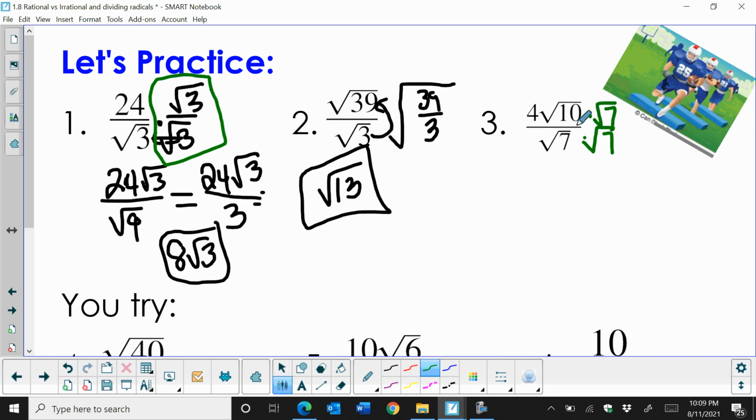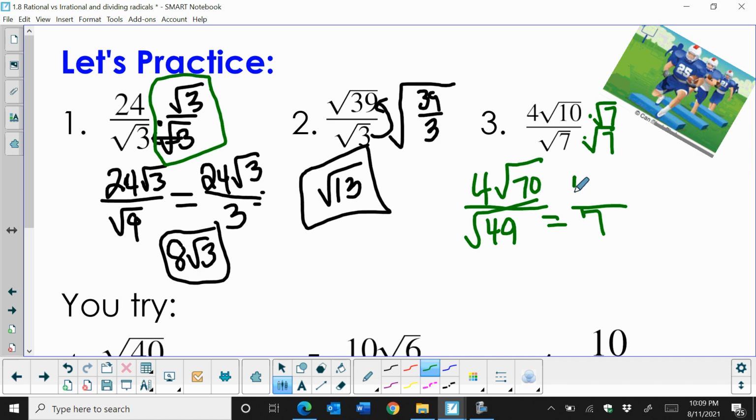When we do that, on the bottom, root 7 times root 7 is root 49. But we know that 7 times 7 is 7 on the outside. So that's on the bottom. But on top, we've got 4 times 1, so the outside is 4. Square root of 10 times the square root of 7 is the square root of 70. And that's what's on top.